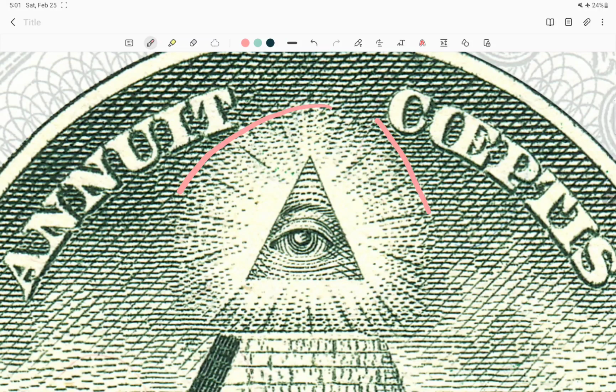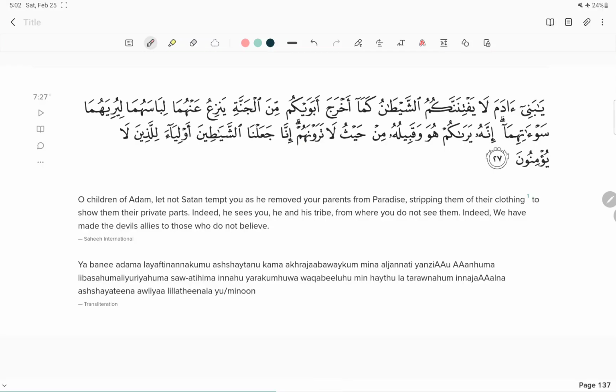Now let's look at the Quranic verse that actually tells us about this. This is verse number 27 of chapter 7. I think I have read this verse before for you in another video, but this is a different focus. So what does Allah tell us about Satan, about Iblis? It says, O children of Adam, let not Satan tempt you as he removed your parents from paradise, talking about Adam and Eve, stripping them of their clothing to show them their private parts. Then, this is the important part that I want you to pay attention to.